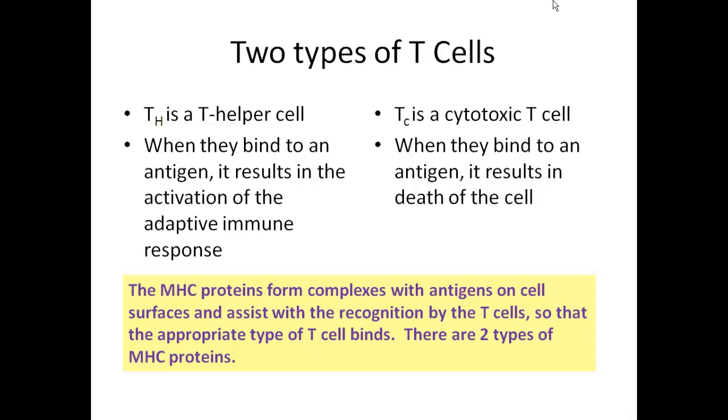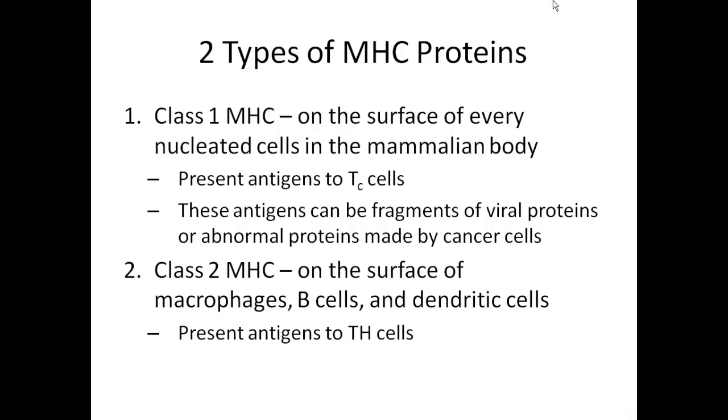The MHC proteins form complexes with antigens on cell surfaces and assist with the recognition by the T cells, so that the appropriate type of T cell will bind. So these proteins are involved as well with these T cells. There are 2 types of MHC proteins. We mentioned them earlier in the first set of notes.